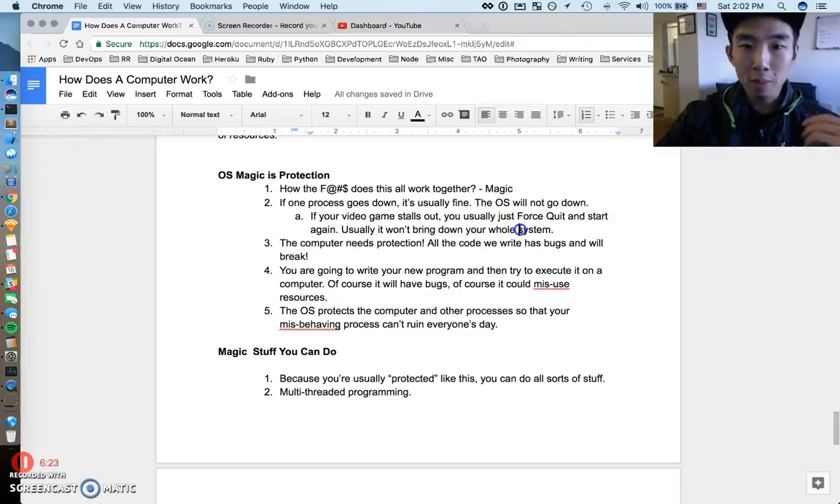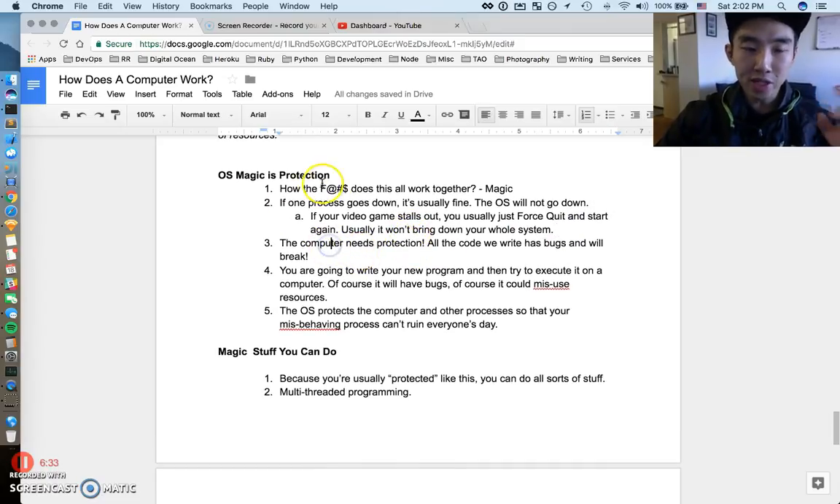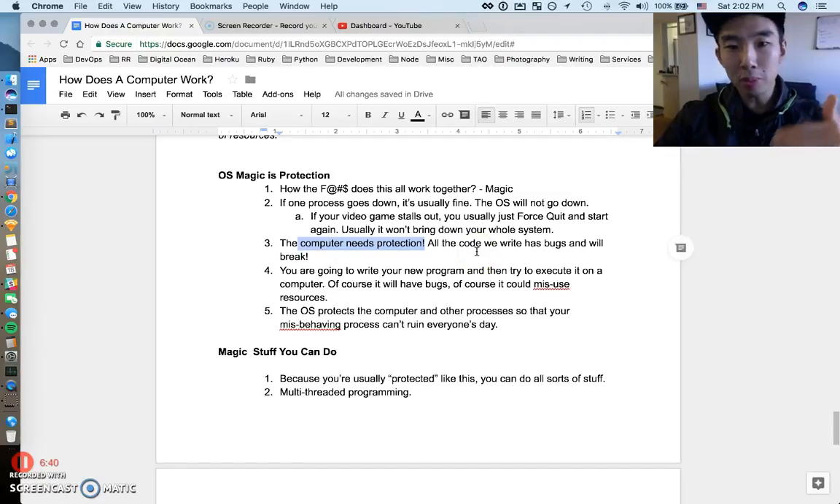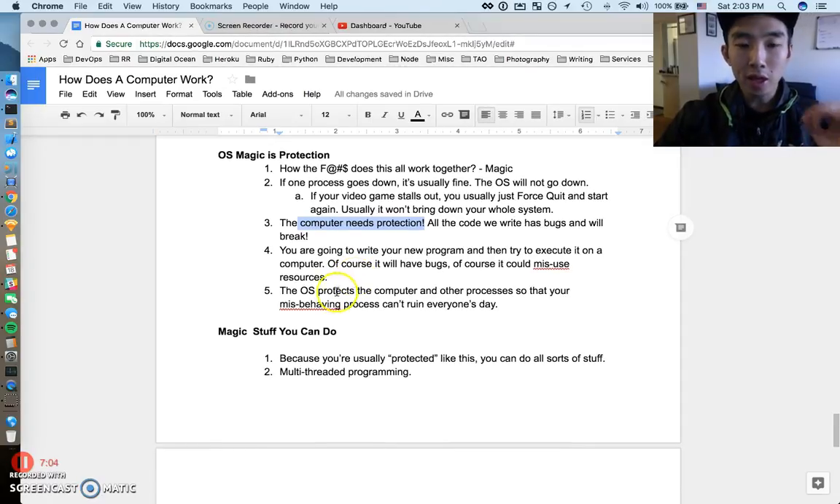If you're using Microsoft Word, my Microsoft Word crashes all the time. I just save a lot and I just quit and reopen it. So why does the computer really need this magical protection? The OS is doing some really magical stuff and the computer needs it, because all the code that you and me write has bugs in it and is going to break. You're going to write your own programs and execute your fancy shiny program on the computer, but of course it's going to have bugs and it's going to misuse resources. Every single piece of software has bugs. It doesn't matter if we write it or Google writes it or Facebook writes it. Every single software has bugs in it, and the operating system protects the computer from those bugs so you can't misbehave and just ruin everyone's day, all right?